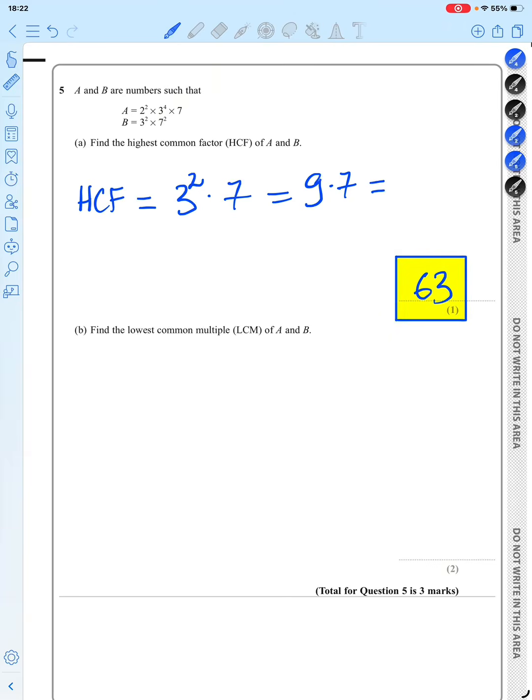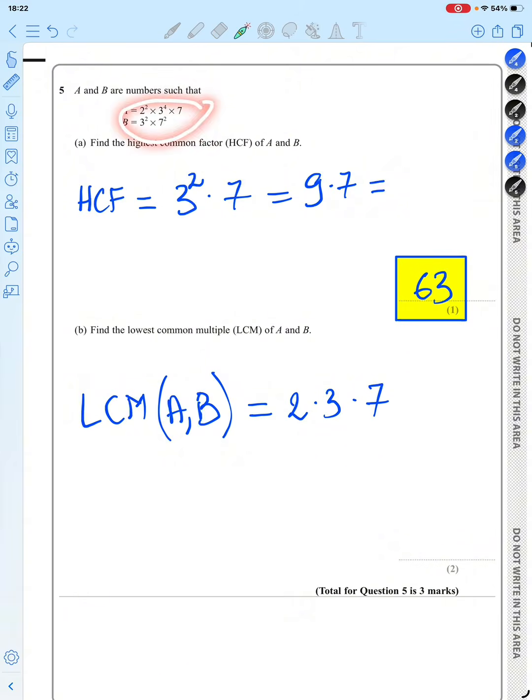Now let's find the lowest common multiple of A and B. In this case, we're not only going to take the ones they have in common, but we take all the factors, right? So we have 2, we have 3, we have 7. We take all the factors we have, and then for the ones they have in common, we take the highest power.